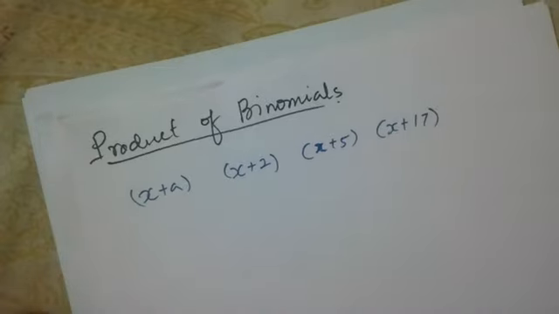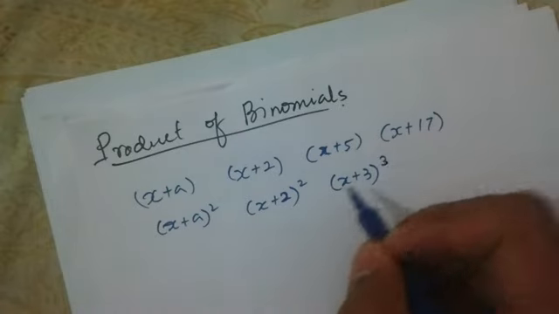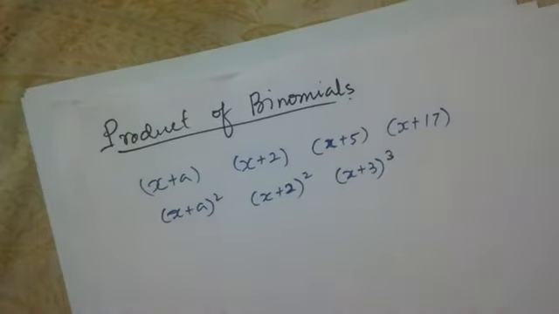A binomial looks like this too: x plus a whole thing squared, or maybe x plus 2 whole thing squared. I'll come to it in a minute and show you what it actually is. Maybe x plus 3 whole thing cubed, that is also a binomial.